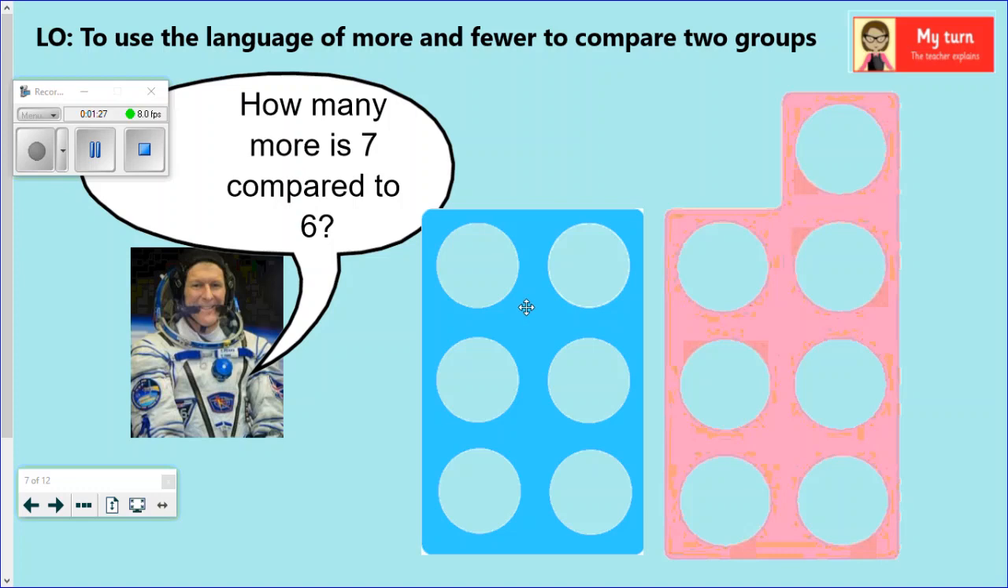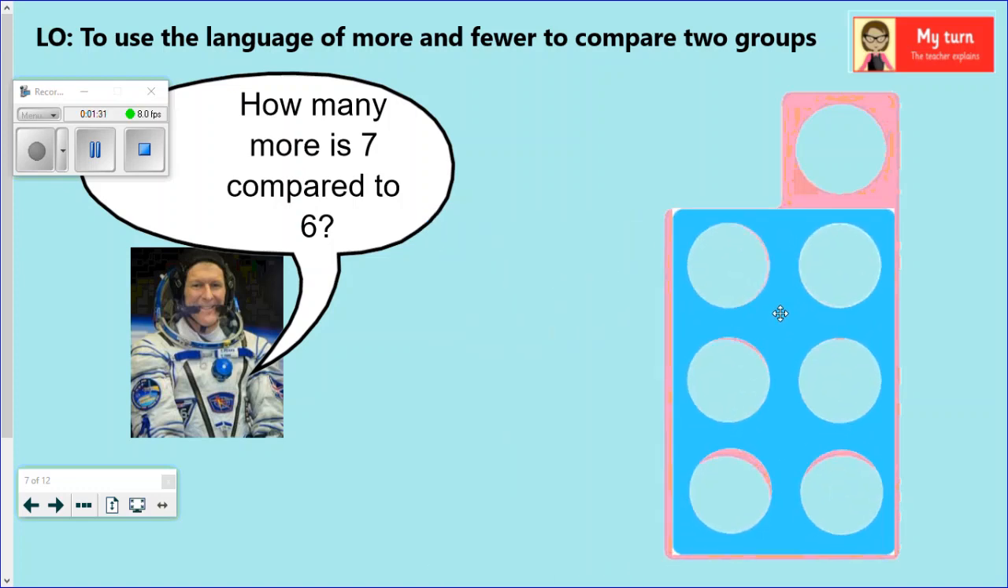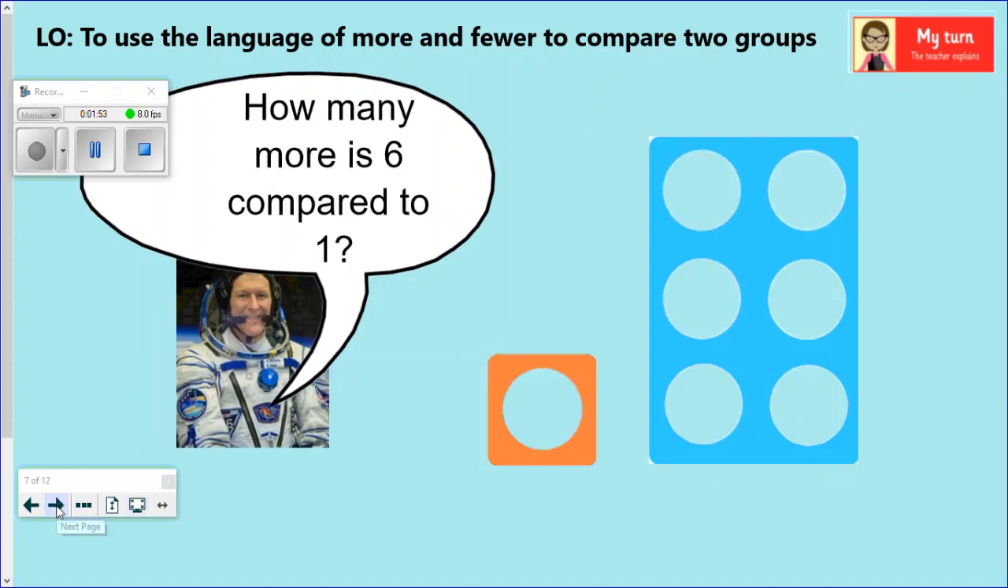Have you got your Numicon pieces? Well done. Now I need to put the 6 on top of the 7 to find out what the difference is, or how many more 7 is. I can see there is 1 space left on my number 7. Therefore 7 must be 1 more than 6. The difference is 1. Well done, everybody.